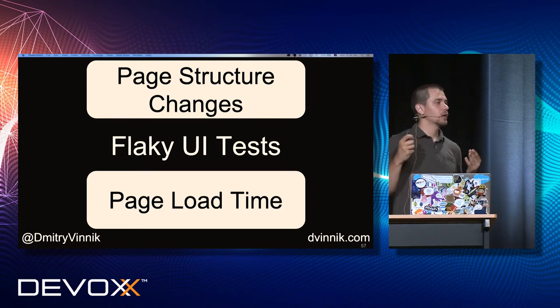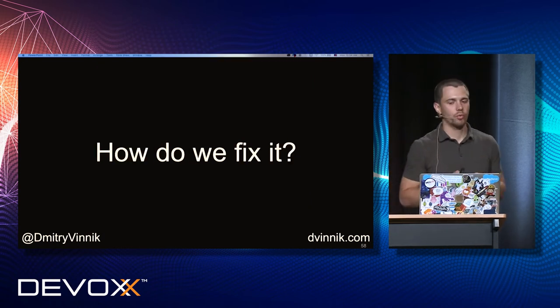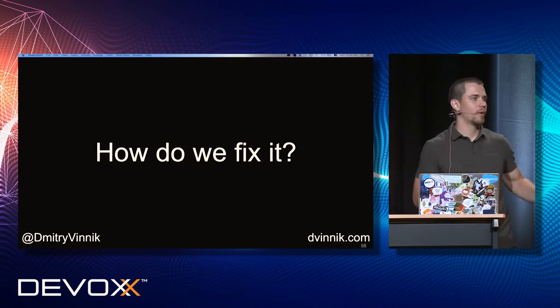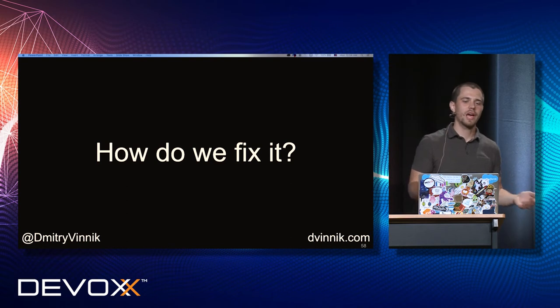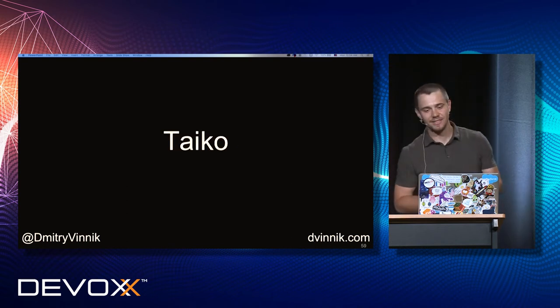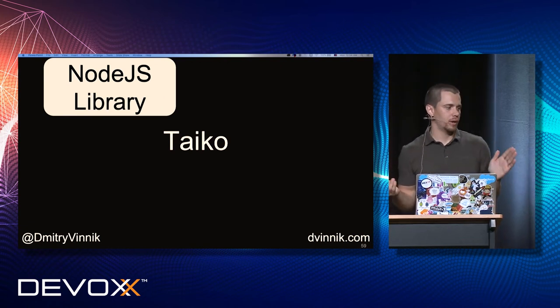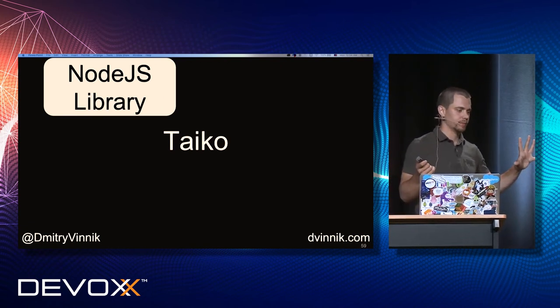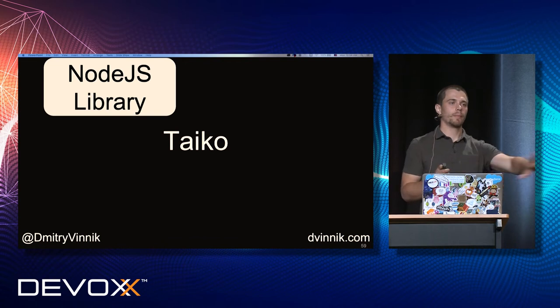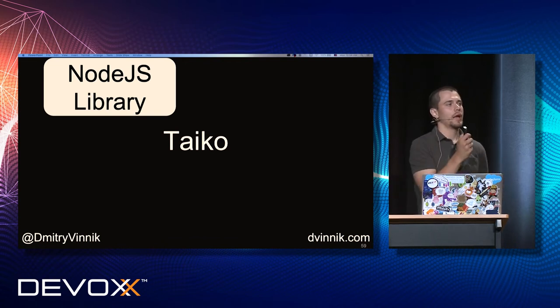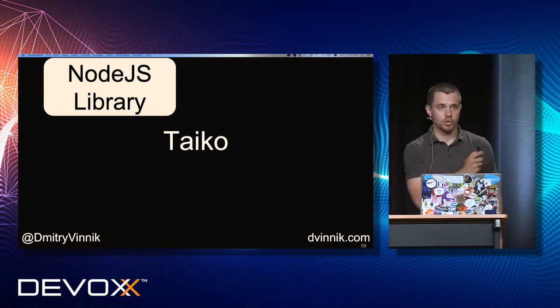And hence, really, Taiko is trying to fix that. Of course, I'm quite biased asking this question, because it will all lead to Taiko. Taiko is a Node.js library, as Gauge is a library that may support multiple languages. If you want to use Taiko, it's the Node.js library, so it's for JavaScript.